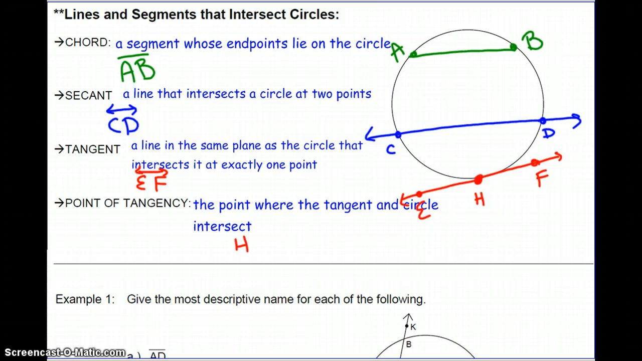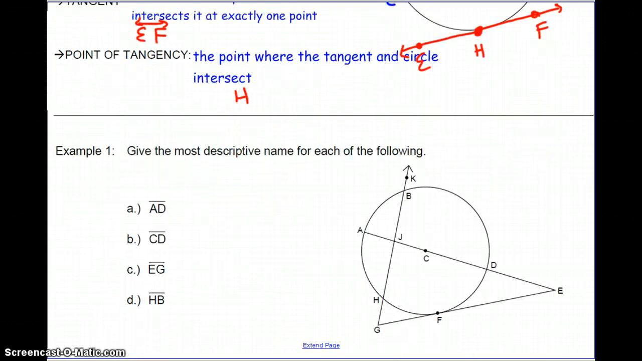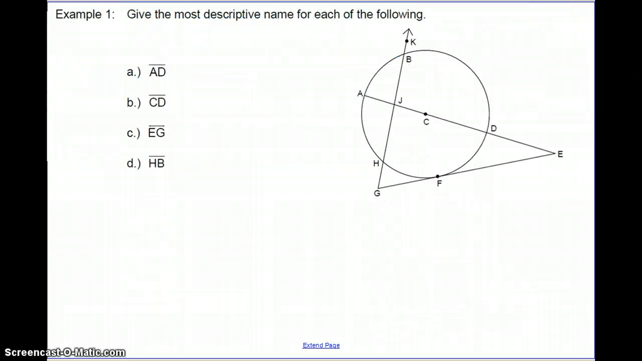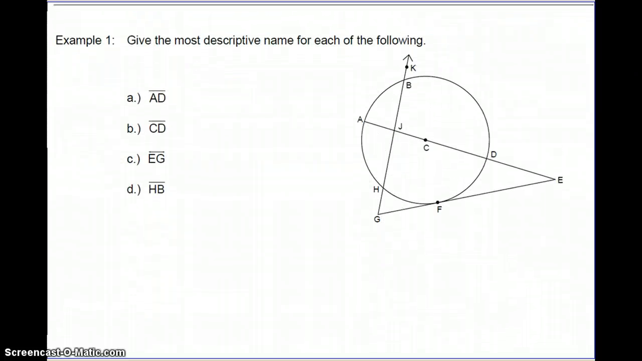Now what I want you to do, pause this video, read example 1, and give the most descriptive name for parts A through D. So you should have gotten segment AD to be a diameter. The most descriptive name is a diameter. Another accurate name would also be a chord, because it is a segment whose endpoints are on the circle, but this is a special chord that goes through the center, hence a diameter.